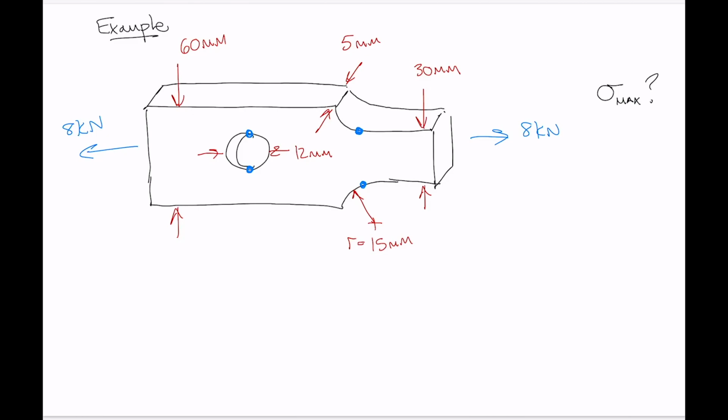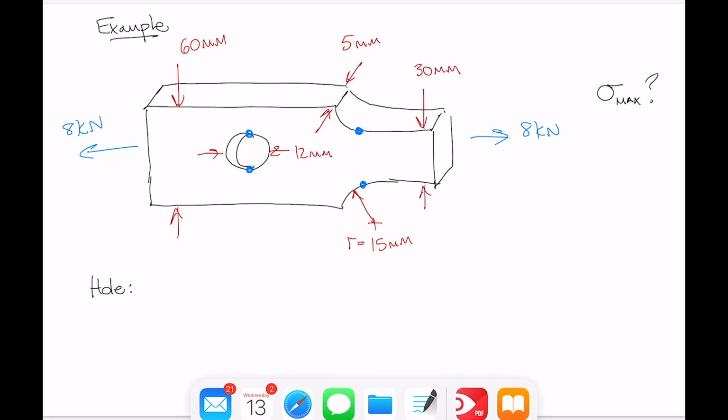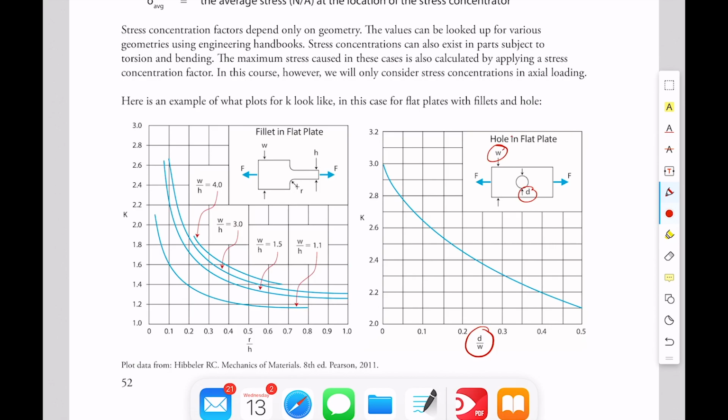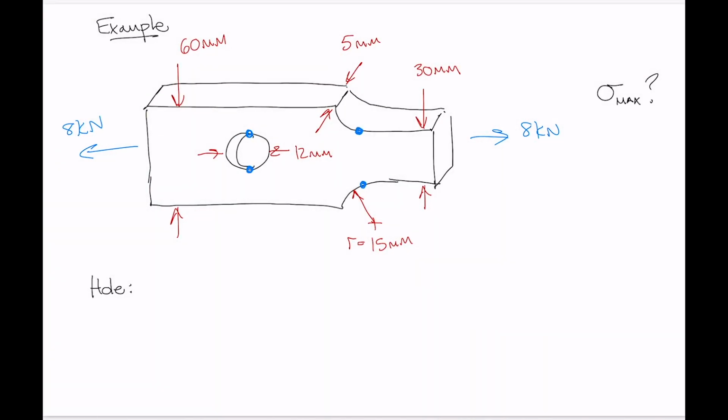So let's deal with the hole first. I'm going to pop back to the book, and we'll see what we need to do for the stress concentration factor for the hole. For a hole, again, what we need on the x-axis is d over w, where d is the diameter of the hole, and w is the width of the plate. So we'll go back and do that. We've got d over w is 12 over 60, which gives us 0.2.